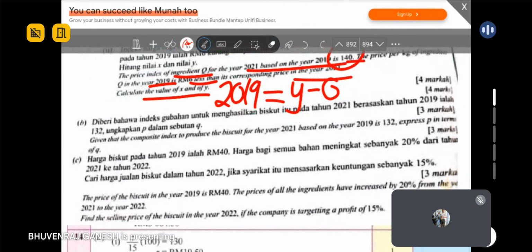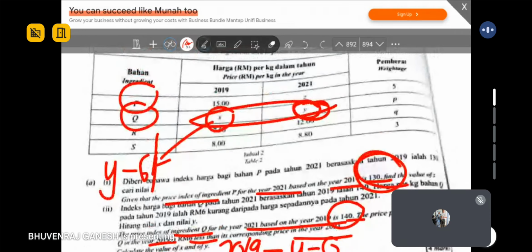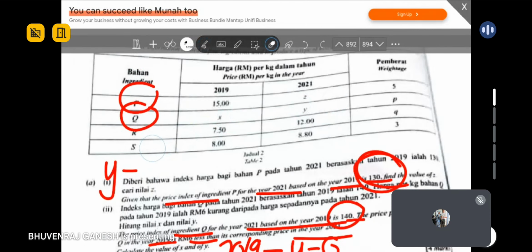Soalan B guys. Question B. Okay, they say composite index. Okay, composite guys. Composite index mean semua bahan, all the ingredient. Okay, so you just take the sum of index times weightage. Okay, ambil harga index kali dengan pemberat. Okay, so you just fill in all your value that you have. Okay, isikan semua nilai yang kamu ada.